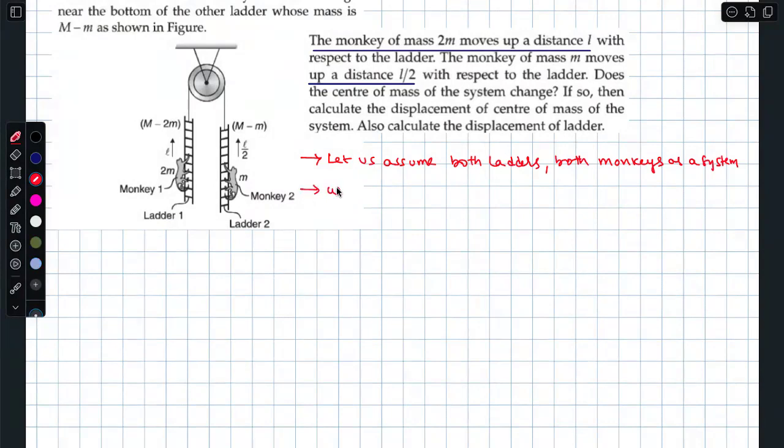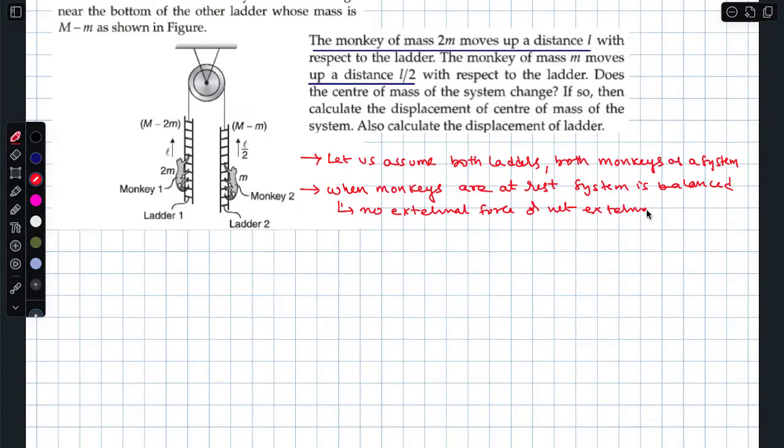Second observation. When monkeys are at rest, the system is balanced, which means no external force, or net external force is zero. Okay. Now change the color. These are thumb rule points.